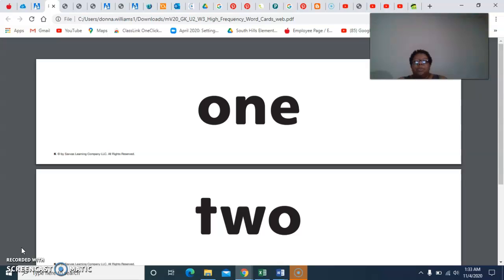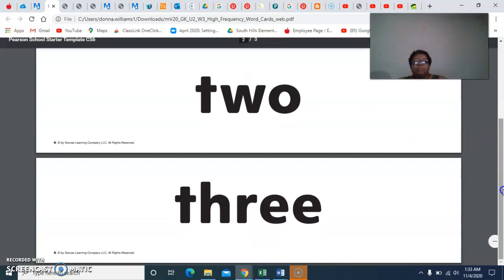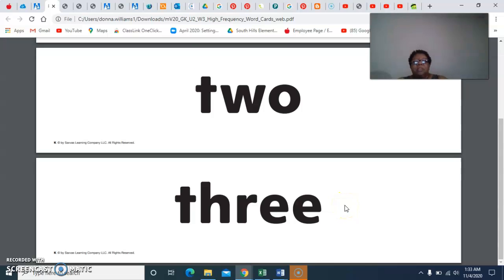I wanted to do a literacy lesson for you to just go over what you should be working on this week. We have our sight words. Hopefully you can see them. We have the word one, two, three. So make sure that you look at how they're spelled.